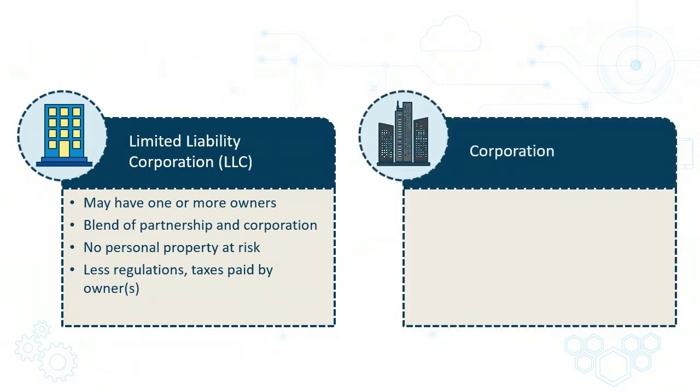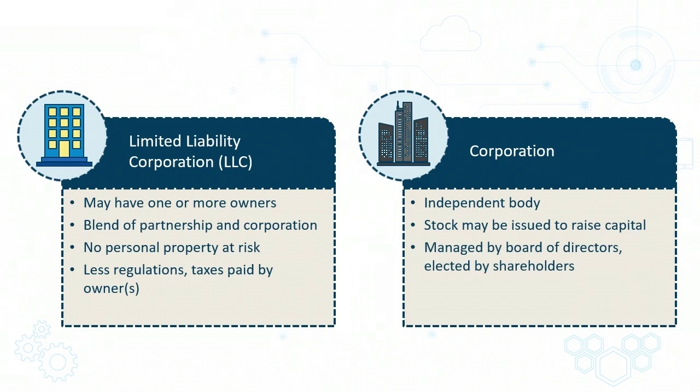A corporation is like any other business structure we've covered thus far, because it's its own legal entity and tax entity. Stock may be issued to raise capital. It's managed by a board of directors, which is elected by its shareholders. It pays its own taxes on profits that it keeps, and the owners of the corporation pay income tax on monies that they draw from the corporation in the form of salaries, dividends, and bonuses.